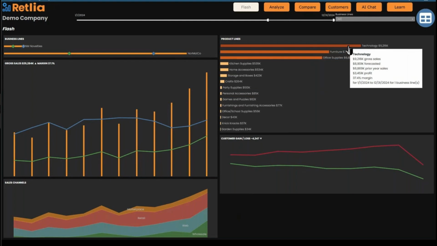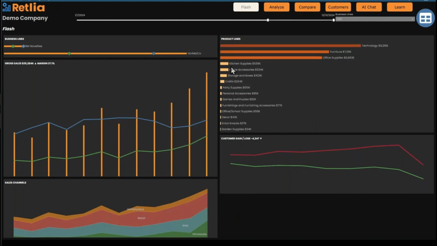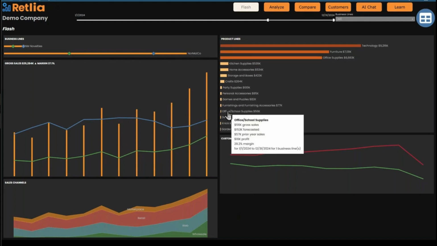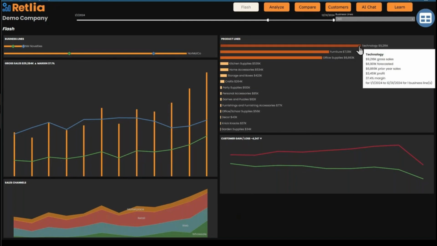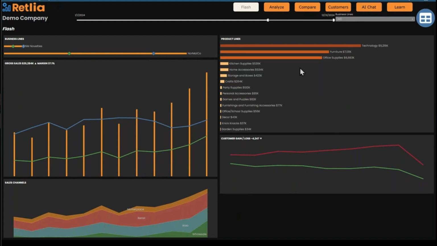Again, this is by gross sale. And so I can see that technology, I'm selling more technology than anything else. And in fact, the bottom 15 or so product lines, I'm selling way more technology than all those put together. And I can see again my forecast, my prior year sale, my profit margin. I would try to build those in if possible to all of these different charts.